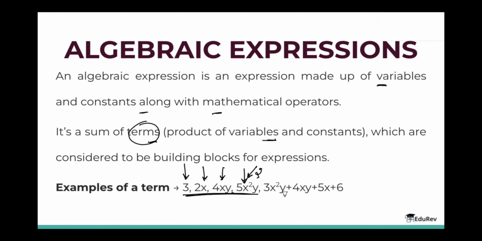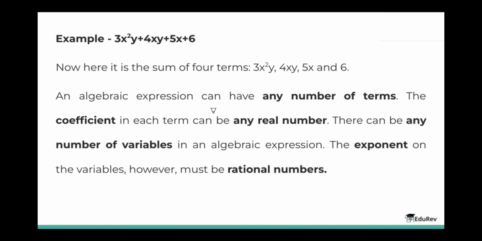Let's take another example of an algebraic expression, that is 3x square y plus 4xy plus 5x plus 6, to understand the concept once more. Now here is the sum of 4 terms that is given. And what are those 4 terms? It's 3x square y, 4xy, 5x and 6. An algebraic expression can have any number of terms. The coefficient in each term can be any real number. There can be any number of variables in an algebraic expression. The exponent on the variables, however, must be rational numbers.